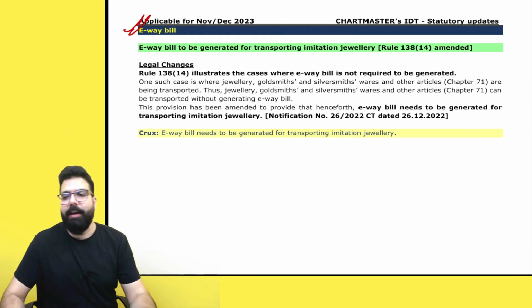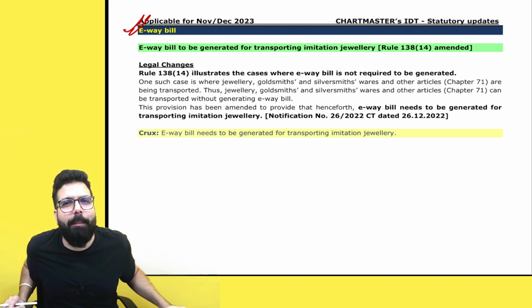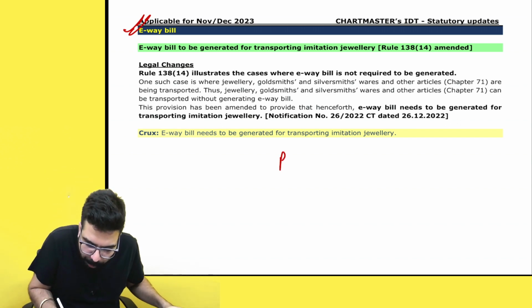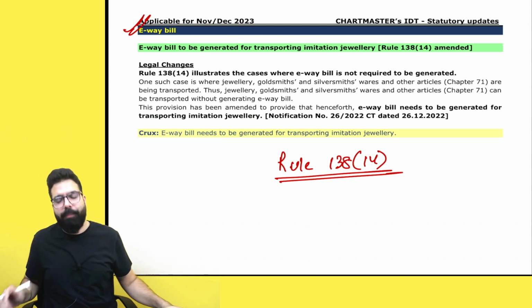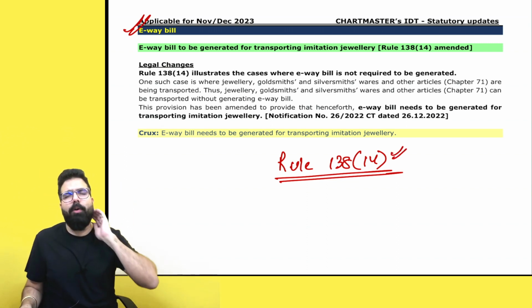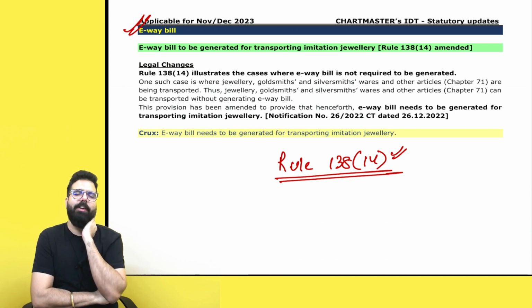Everyone over here, the next one is e-way bill. You remember e-way bill? Rule number 138 sub rule 14 used to be there. In rule number 138 sub rule 14, they used to say what are the cases when e-way bill is not required. When you are transporting through non-motorized cargo, donkey, might be horses, or bullock cart, etc., e-way bill is not required. Sir, e-way bill is not required if you are transporting exempted goods.